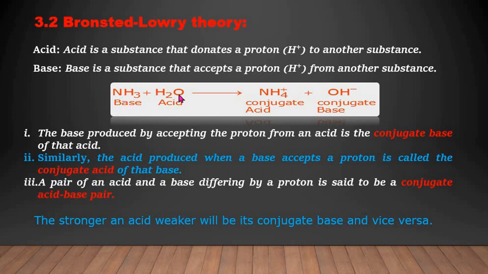The example is when ammonia reacts with water, it gives the NH4+ ion and the OH- ion. Here NH3 is converted into NH4+. The number of H is 3, then the number of H is 4, which means it takes one H+ from H2O. So it accepts a proton, and H2O donates a proton and is converted into the OH- ion. So H2O is the acid and NH3 is the base.